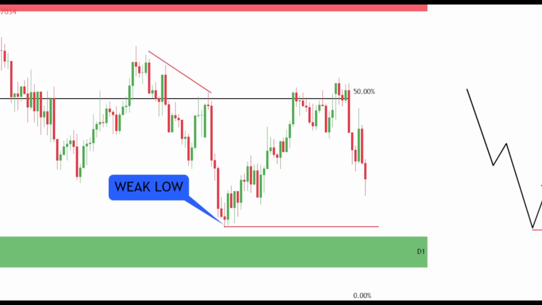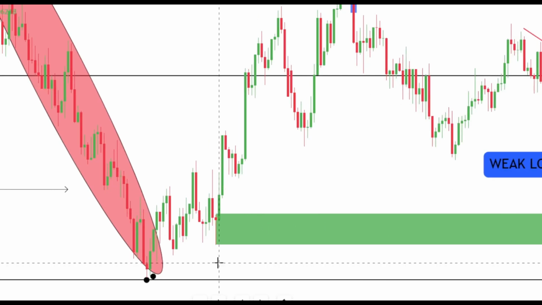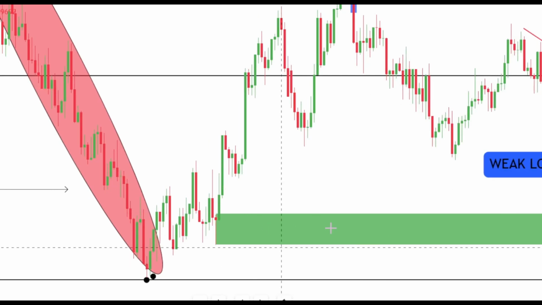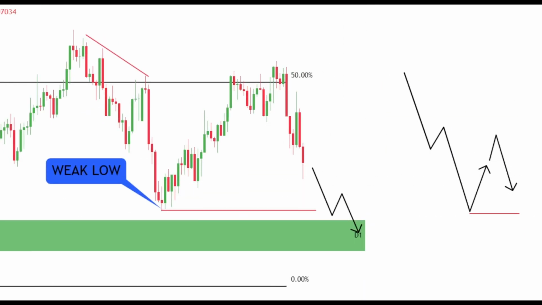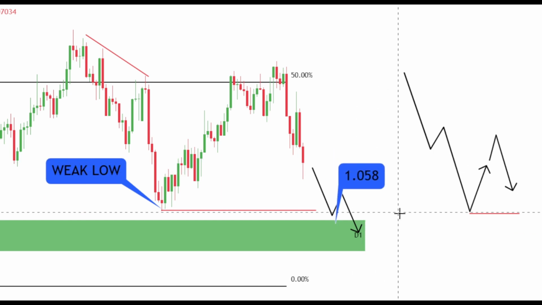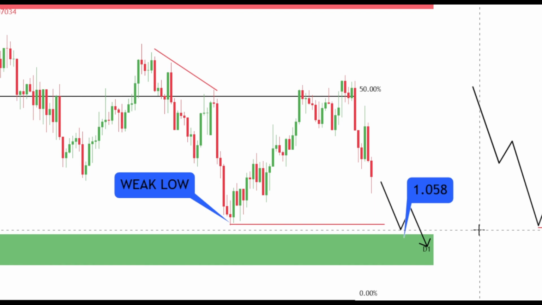So I expect price to come down to at least this weak low over here, but the ultimate target is this daily fair value gap. Price left a daily fair value gap back in November of 2023, and I expect the inefficiency to be filled. So this overall target now is at 1.058. Let's label that 1.058. For those trading Euro USD and GBP USD going into the week ahead, I have a bearish bias overall.